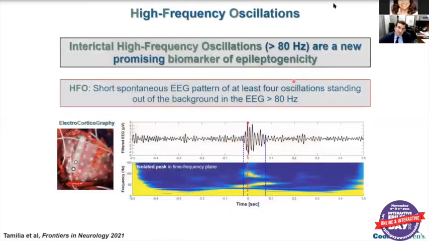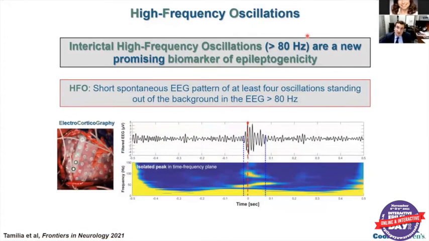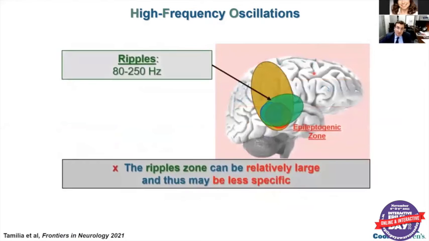These invasive methods help us to identify very precise biomarkers of epilepsy. This is where my team specializes. It's called high-frequency oscillations. It's very fast activity in frequencies more than 80 hertz. This kind of activity oscillates very fast in the brain, more than 80 times in a second. And several studies have shown that this is a very promising biomarker of the epileptogenic tissue in the brain of the children. And this kind of activity can be subcategorized into what's called ripples and fast ripples.